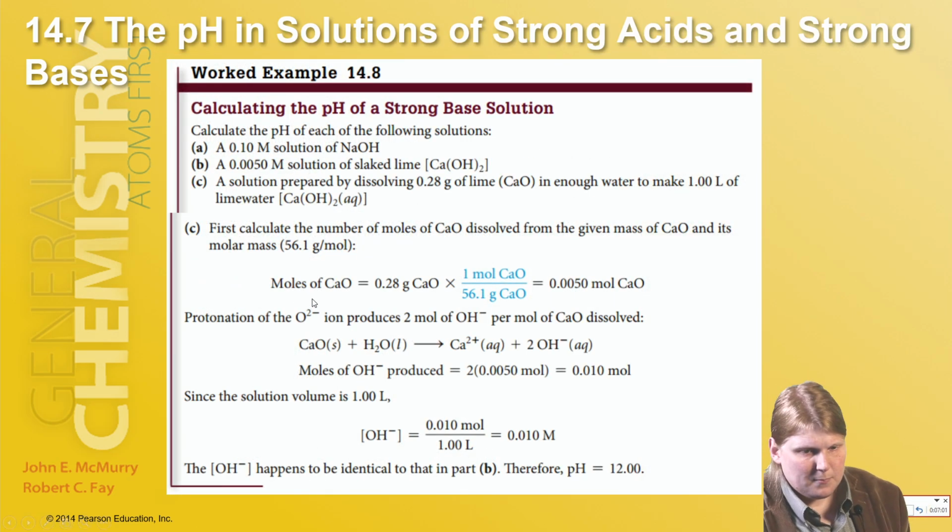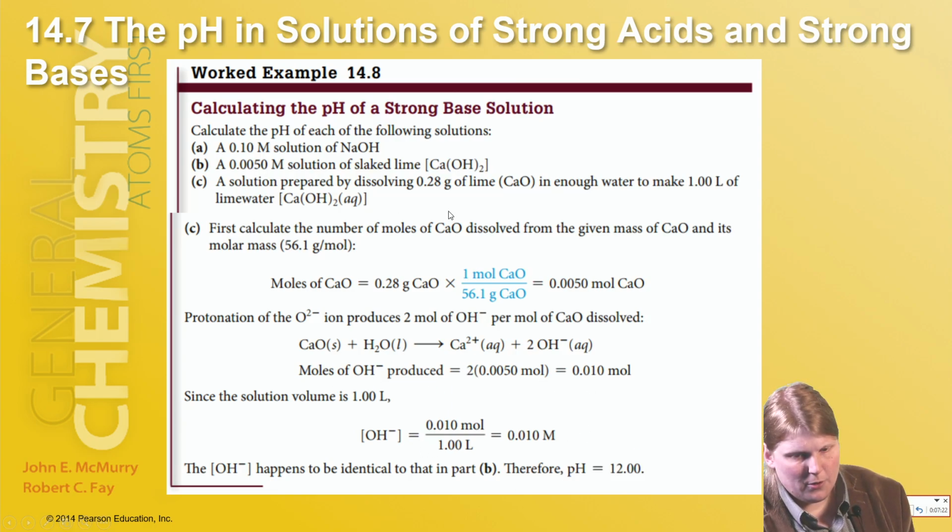So now we'll look at the final example. Here we'll have to convert these grams to moles. We'll have to get a molar mass of calcium oxide. And we know that this peroxide ion is not stable in water and it converts into 2 hydroxide ions. So we're able to use that to calculate the pH again.